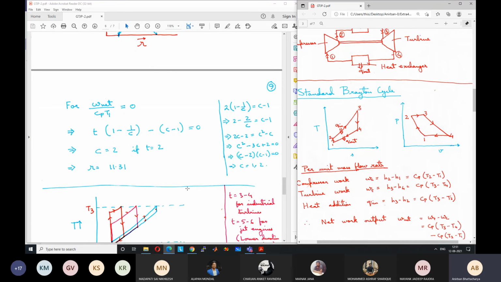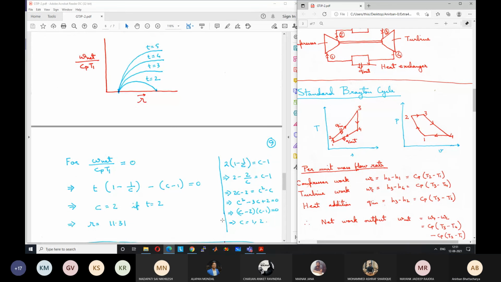Nowadays, these are the typical values. Previously, this used to be much less. And these are increasing with time because we can develop better and better materials, better and better cooling techniques, and better manufacturing techniques for turbine blades. Okay. So for other cases also, it can be calculated. Okay. So this is how the two parameters vary, work input and efficiency.